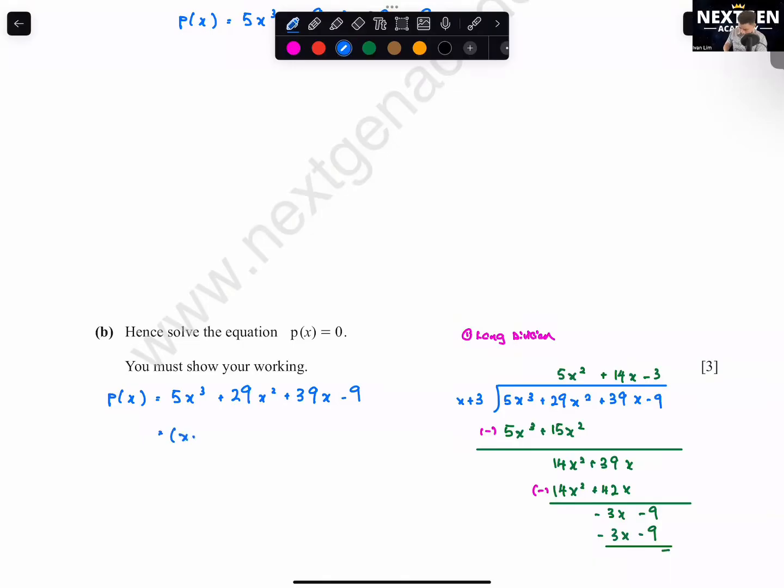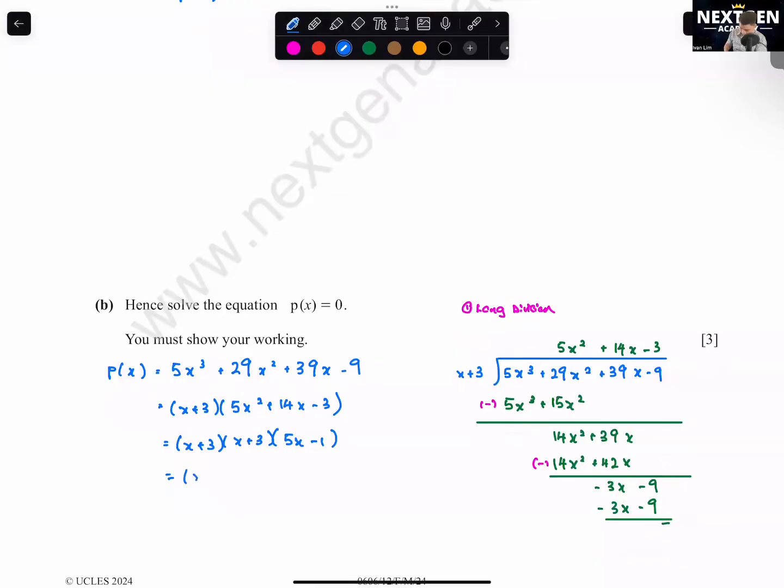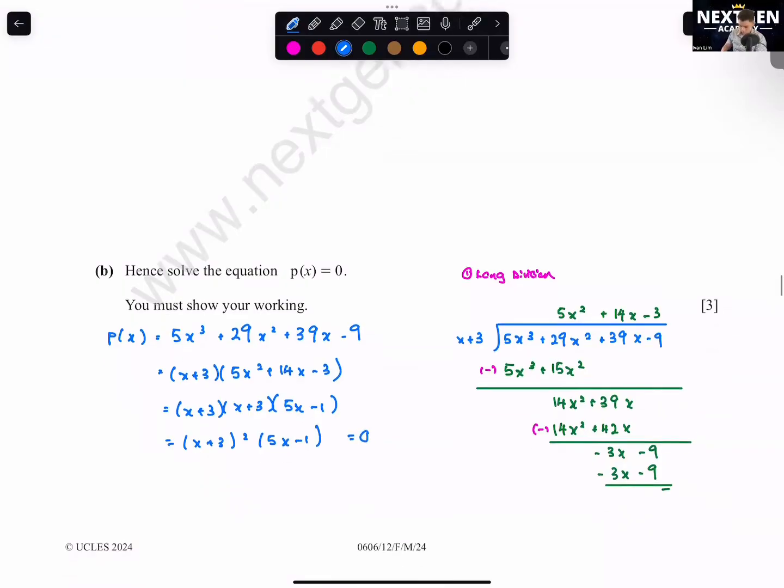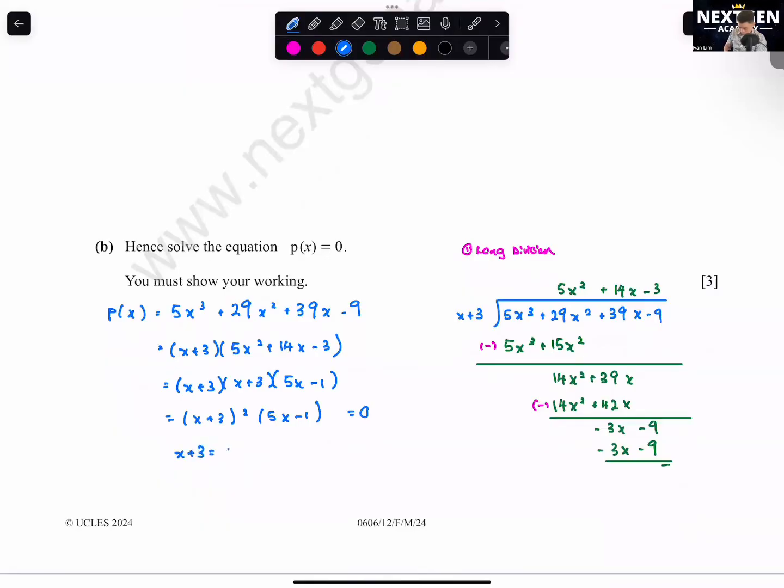Okay, so we can write it as x plus 3, 5x squared plus 14x minus 3. Go and factorize out 5x squared plus 14x minus 3. You'll get x plus 3, 5x minus 1, which is x plus 3 squared, 5x minus 1. Okay, they say equals to 0, right? So they want us to solve it. Yeah, just write equals 0 here. So we got x plus 3 equals to 0, x is equals to negative 3, 5x minus 1 equals to 0. Okay, this step is not required. You just write your final answer, which is what is shown in the calculator.